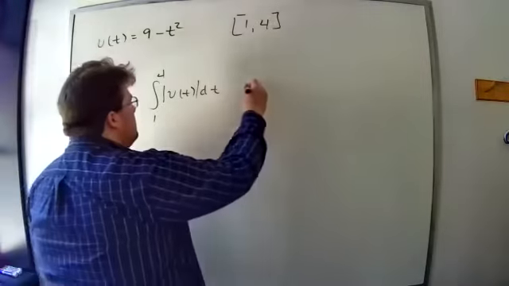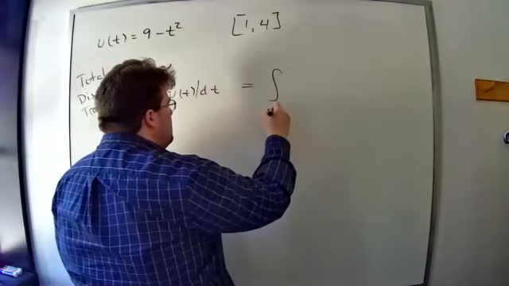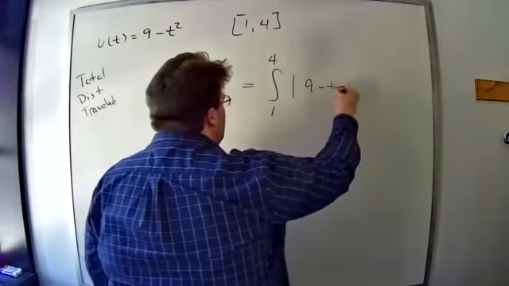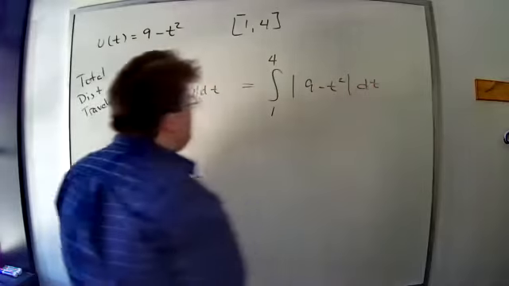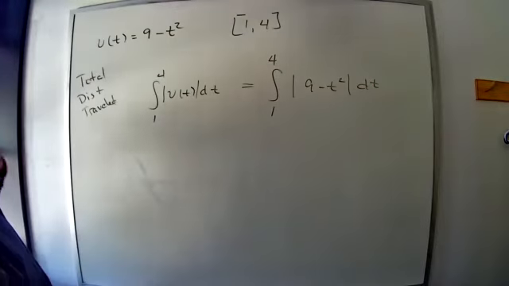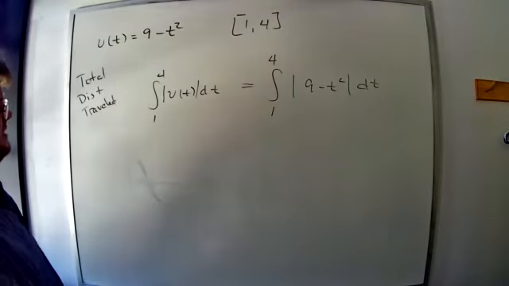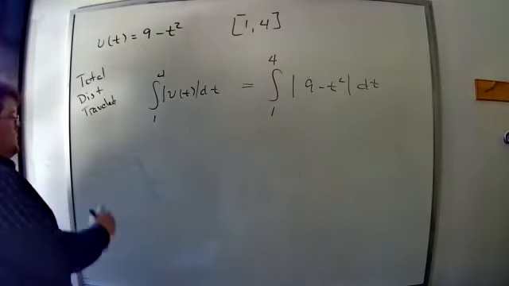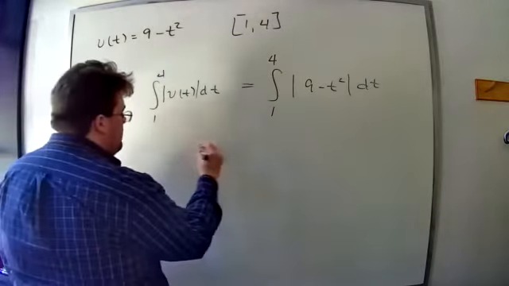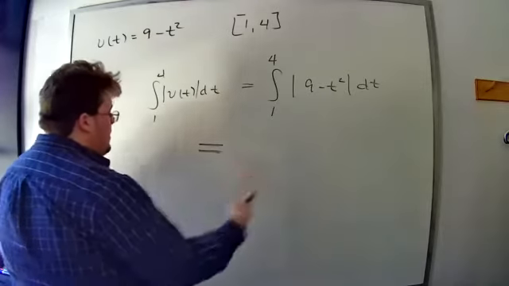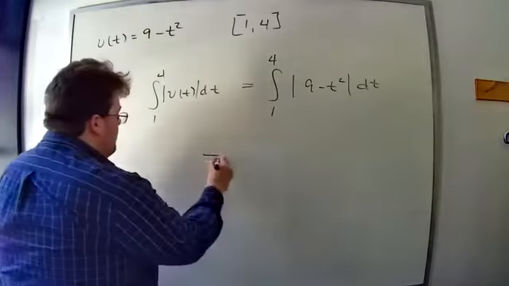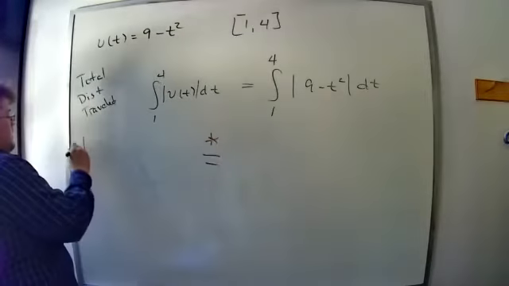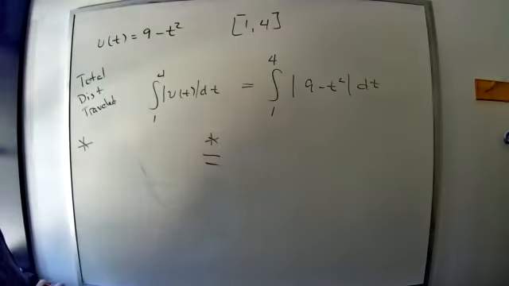Well, let's do it like this. Equals the integral from 1 to 4 of the absolute value of 9 minus t squared. We want where that's 0. So these take a lot of writing. I'm debating how I want to write this on the board. I'll do it right here. This is going to equal something, and I'll do the side work over here. So I'm going to put equals with a star and then do that star of side work over here.